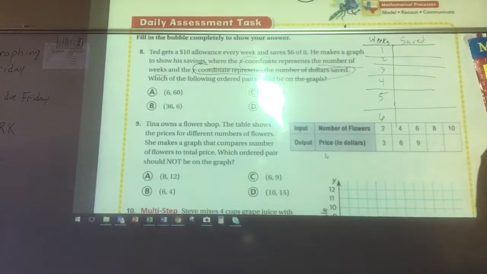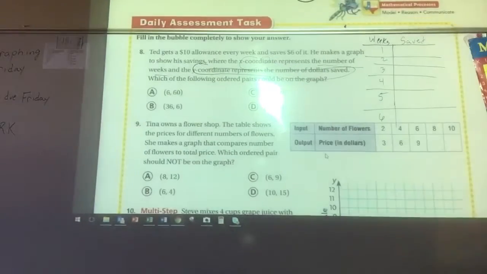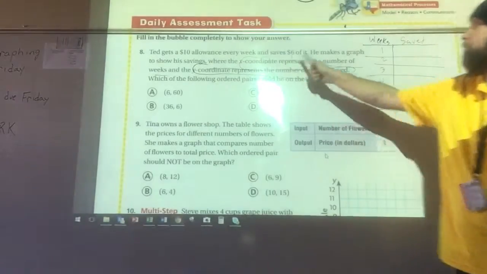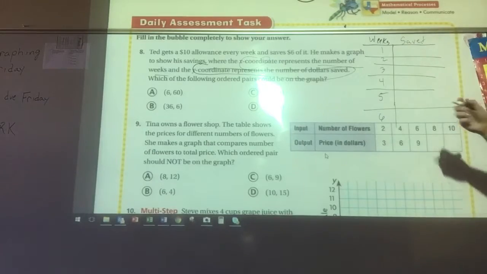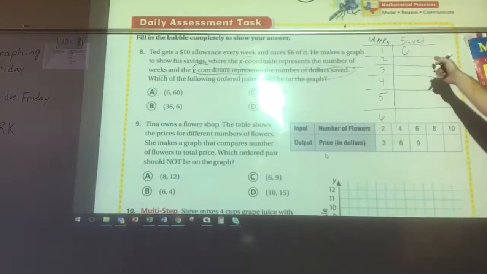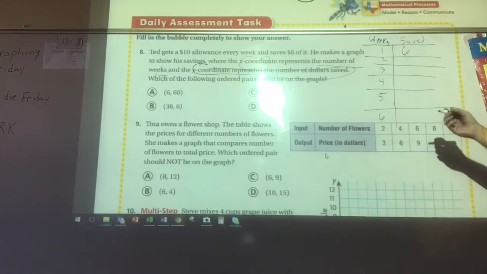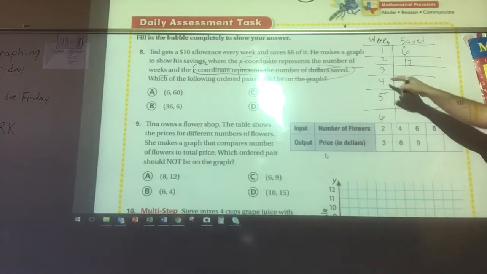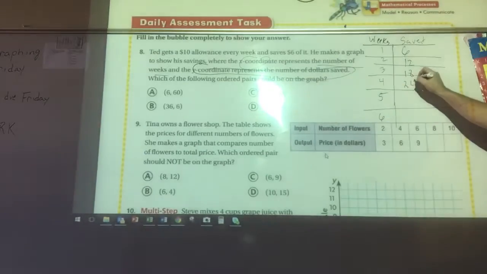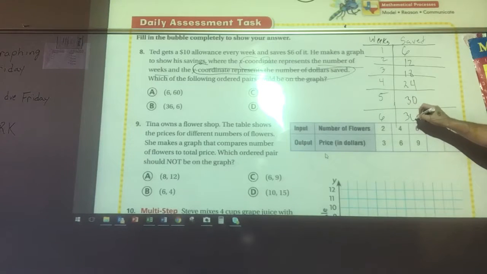Okay, so if I make my own input-output table, it's going to make my life easier. Every week he saves $6. So week 1 he saves how much? 6. And we're looking for which one of these could be on the graph. Do we see 1, 6? No. 2, 12? 3, 18. 4, 5, 6. Any of these up here yet? Yeah.